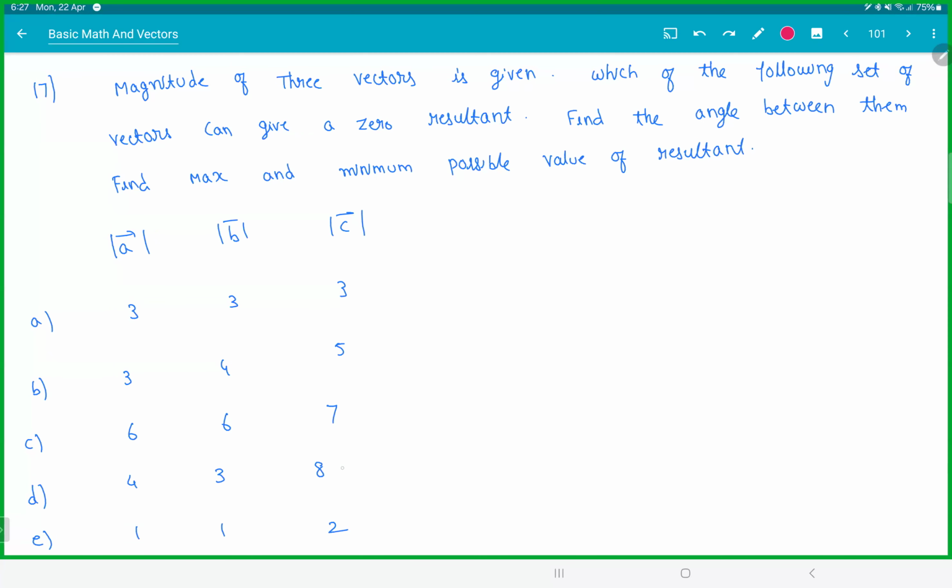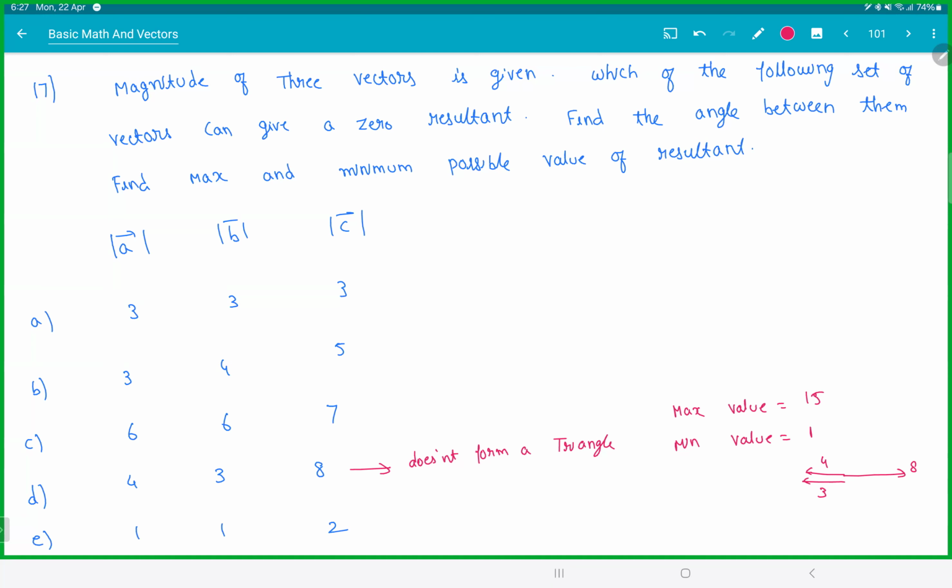The D part, this won't form a triangle. Four plus three can't be greater than 8, so done. It can't be 0. So what is the maximum value? 15. What is the minimum value? Now it won't be 0. How to find the minimum value? You take the strongest one in one direction and take the other two in the opposite direction.